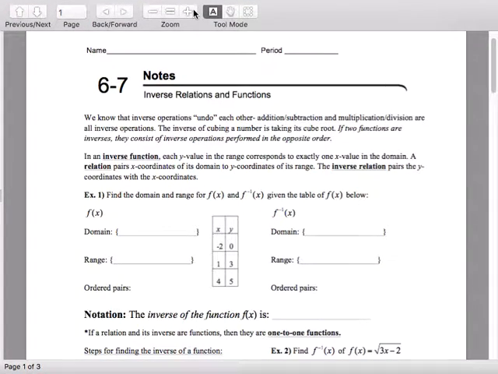All right, we're going to spend 2 days on 6-7, and it says, we know that inverse operations undo each other. So, for example, when you were solving an equation, to undo addition, we would subtract. To undo multiplication, we would divide. We've also seen if you had a square root, we would square it. If we had a cube root, we would cube it. Likewise, if I had x squared, we would do the square root. So an inverse is going to undo the given function.